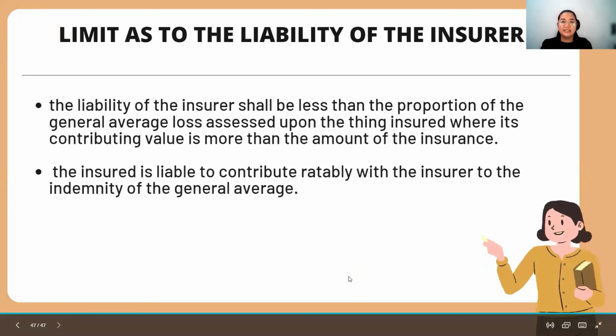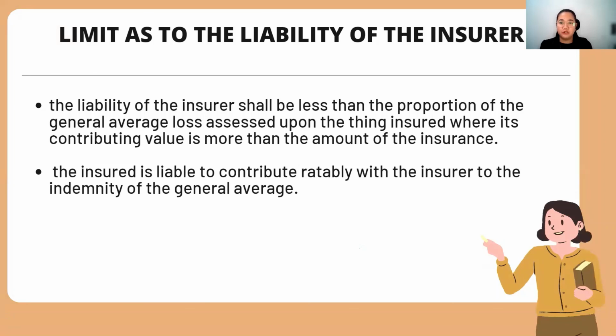So, limit as to the liability of the insurer. The liability of the insurer shall be less than the proportion of the general average loss assessed upon the thing insured where its contributing value is more than the amount of the insurance. The insured also is liable to contribute ratably with the insurer to the indemnity of the general average.